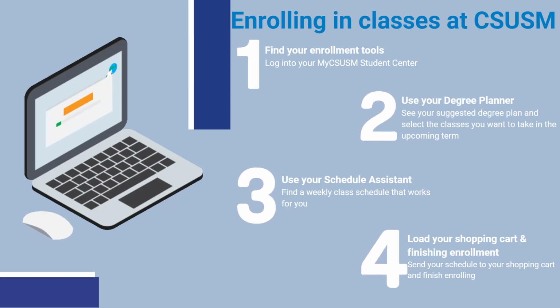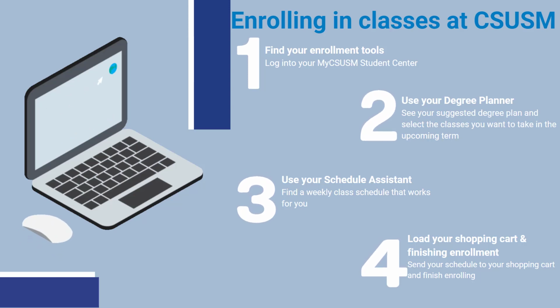To review, go to your Student Center to find your enrollment tools. You will find your list of remaining required classes in your degree planner. Then you can put together a schedule of those classes in your Schedule Assistant, where you will find all the class days, times, and modes of instruction. Finally, you will move back into your Student Center enrollment screen to load your shopping cart and finish the enrollment process on your enrollment date and time.